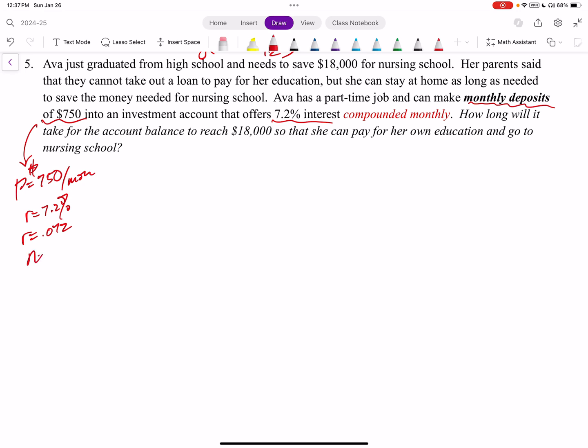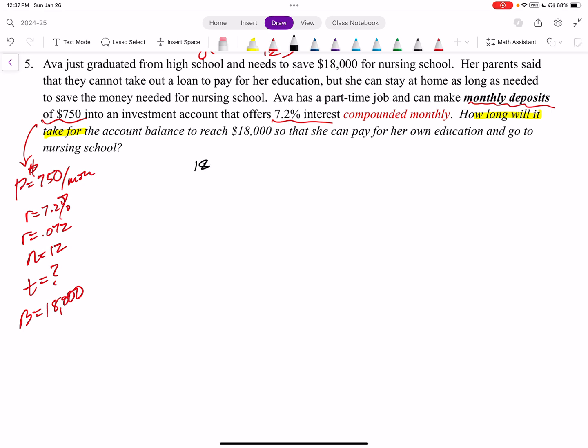It's compounding monthly, so n is 12. And then it says, how long will it take to do this? How many years will it take to reach 18,000? Okay, so t equals question mark, and we need 18,000, so that's your ending balance. So that's what you do first when you read a problem. You write down what you know, and then you go for it. Okay, so here we go.